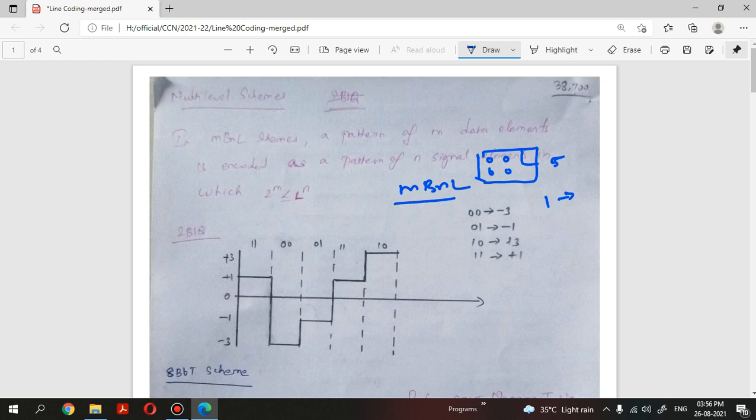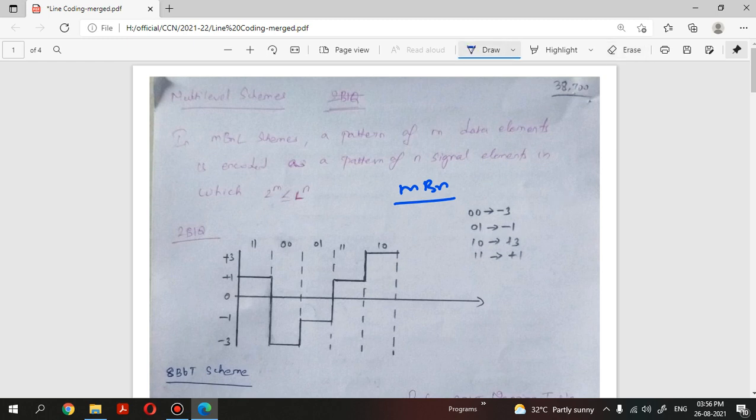So the ultimate aim of a transport department is to accommodate as many persons as possible in a car so that we can avoid congestion. This is the goal of data transmission also. In the case of data transmission, we need to accommodate as many data elements as possible in one single signal element.